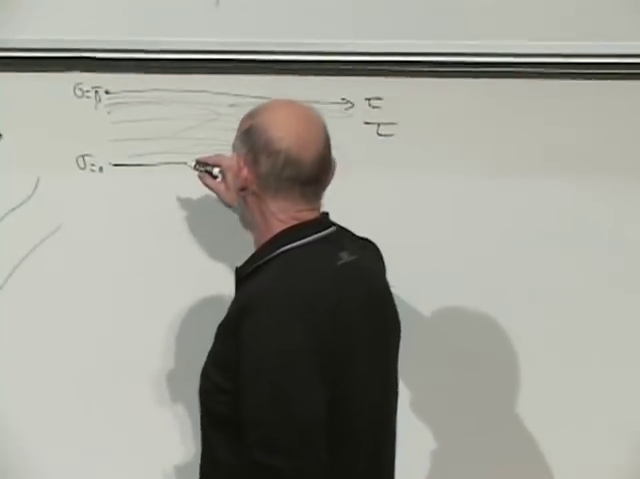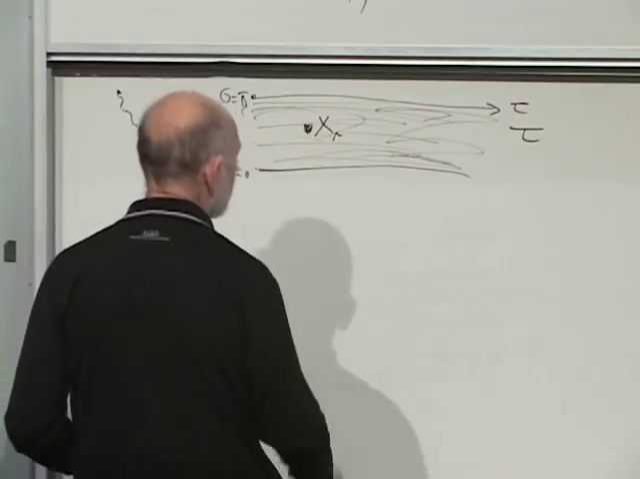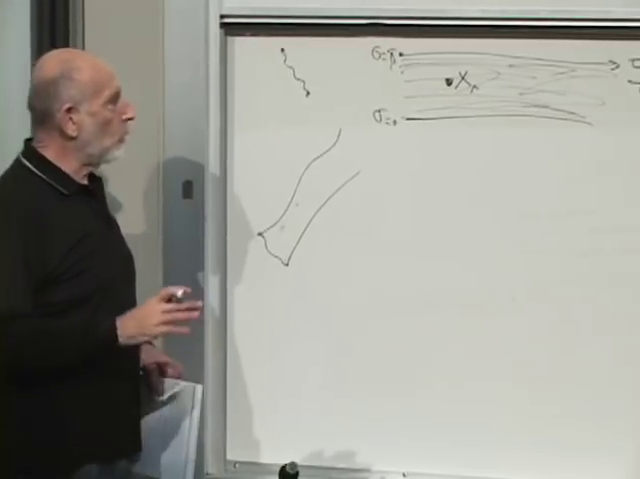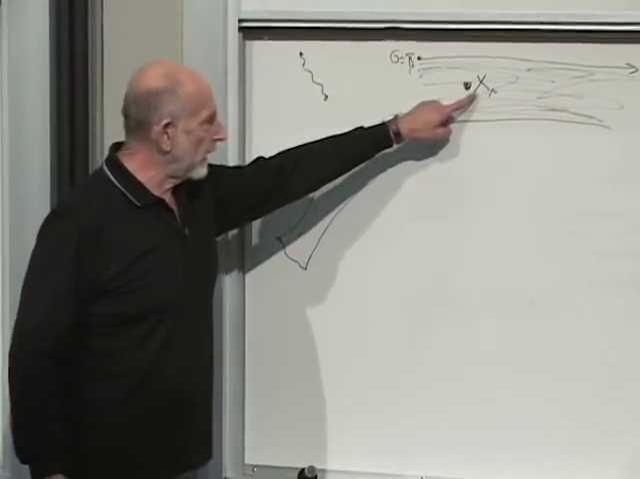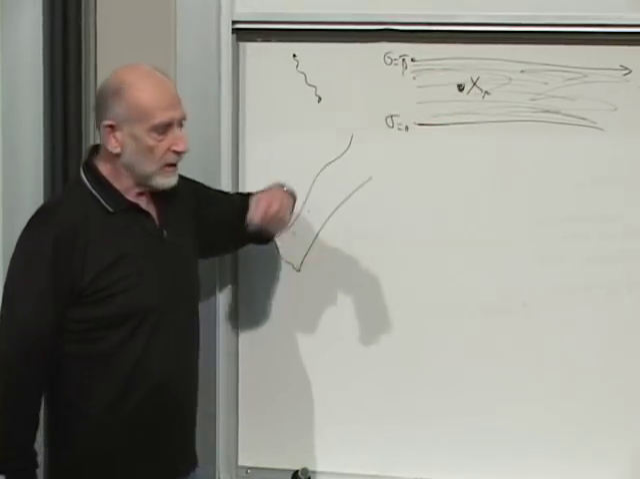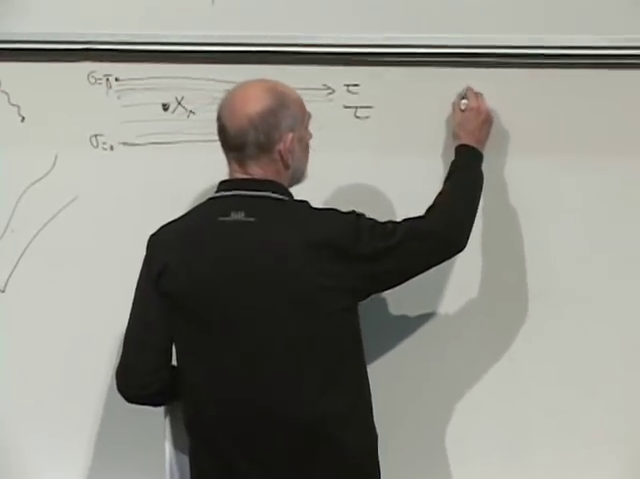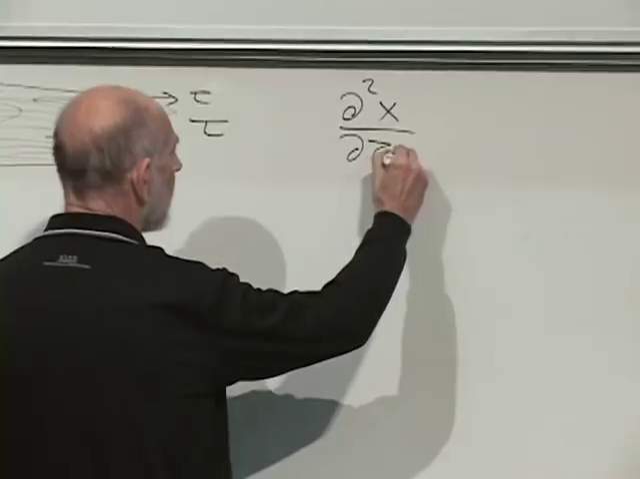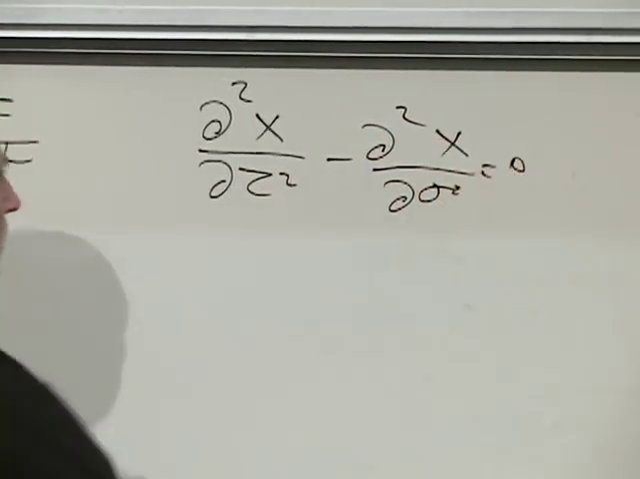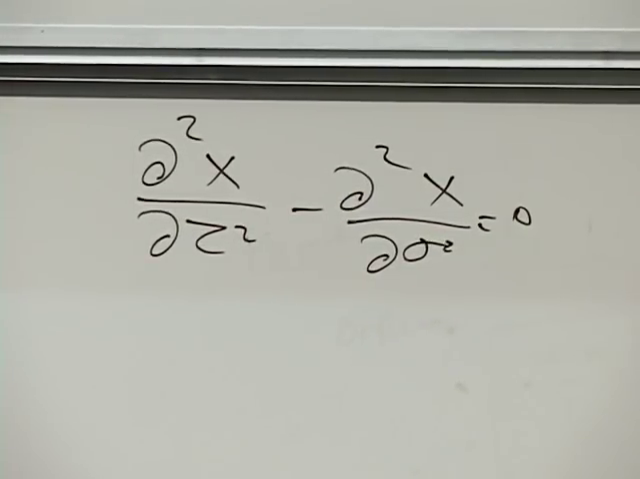Each point in here has a position in space-time, x mu, or just x. And we've already worked out what the equations of motion of x are. They are the wave equations describing waves moving up and down the string. The wave equation, let's write it. It was d second x by d tau squared minus d second x by d sigma squared equals 0. That's the wave equation that described the oscillations of the string.